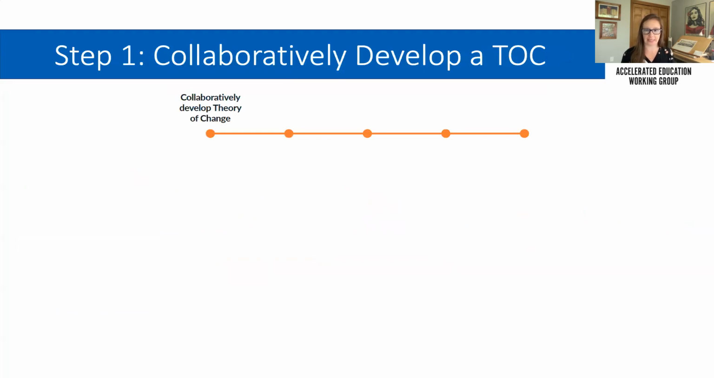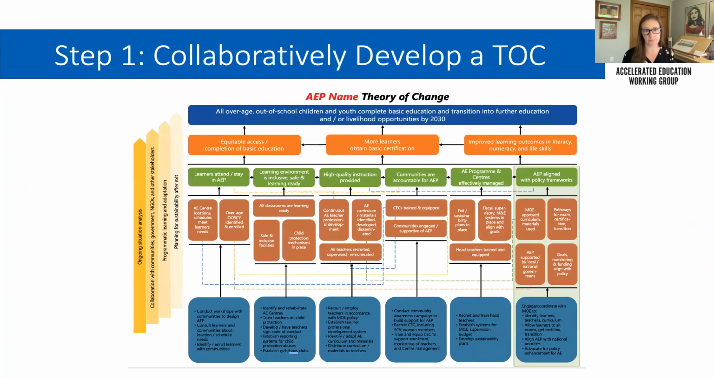The first step then is to develop a theory of change in collaboration, or at least in consultation, with key stakeholders, and those might include local and national government, local communities, local formal schools, and other partner organizations. And so as you'll see it pictured here, and this is, again, an entirely adaptable theory of change that you can use parts of, and you can leave parts out of it. You can use it as inspiration really to develop your own theory of change.